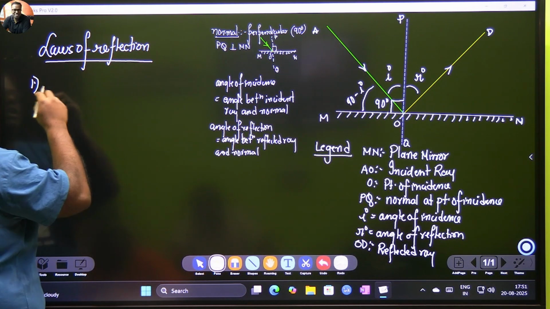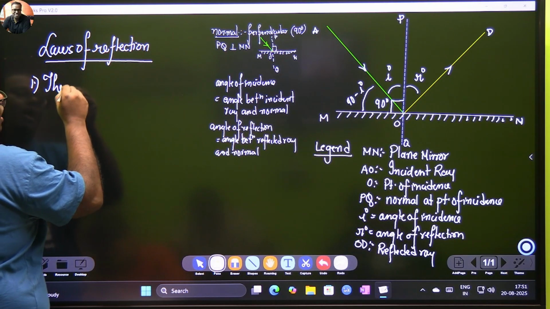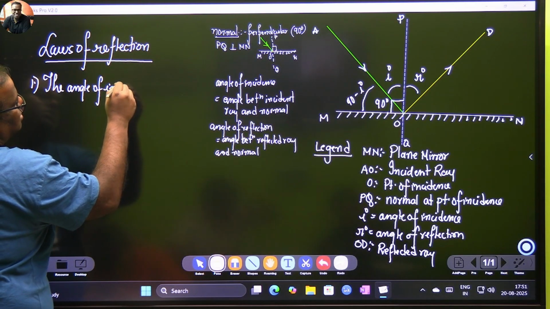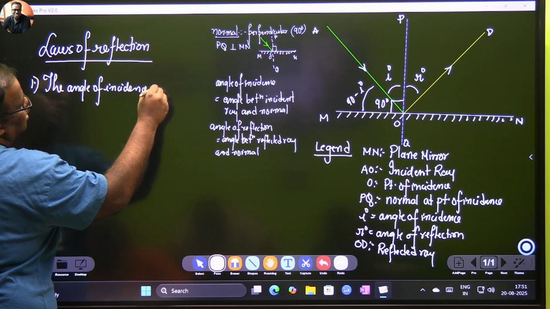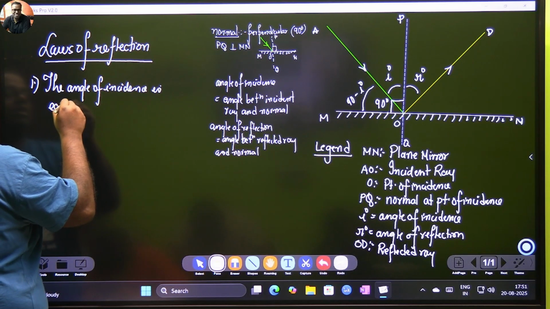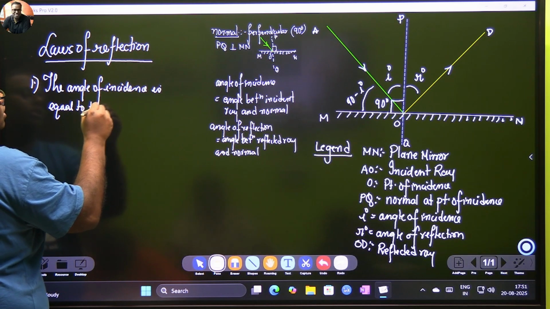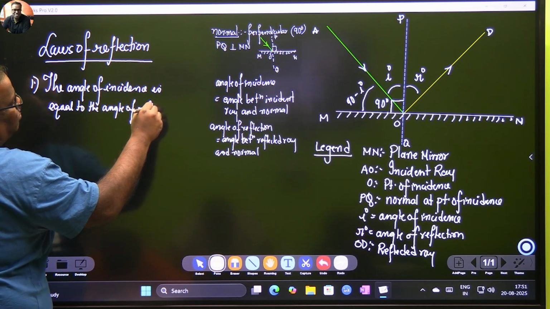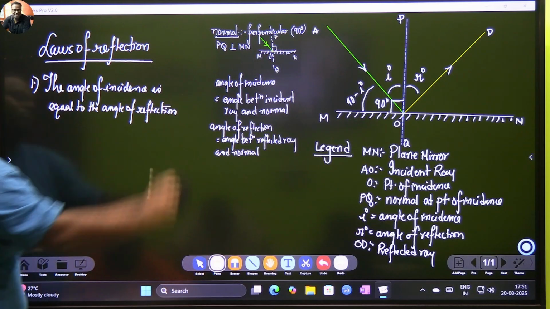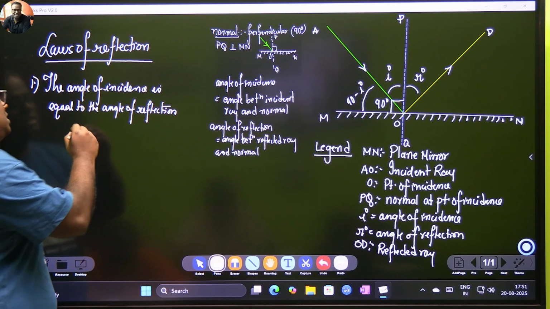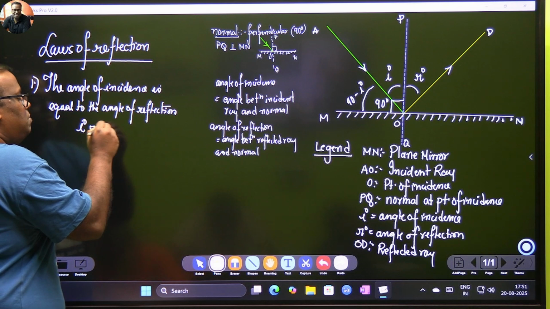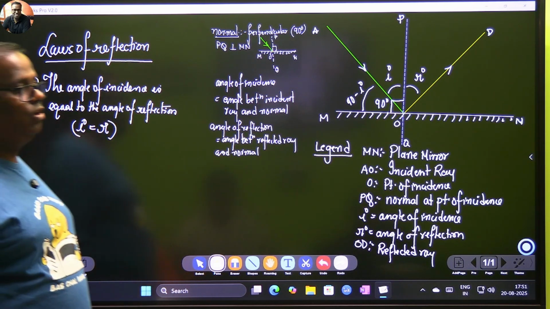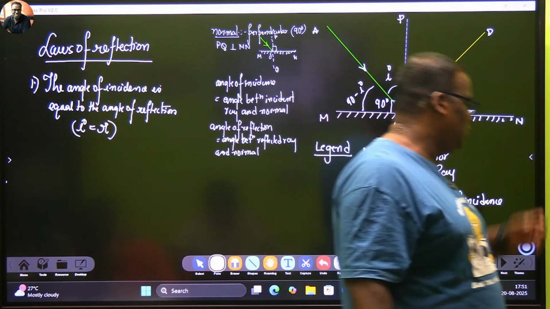Okay, so the first law of reflection says, and you need to remember it, this will be useful till class 12, okay? The angle of incidence is equal to the angle of reflection. Very easy. This is the first law of reflection, that the angle of incidence, that is I, should always be mathematically equal to R in terms of their degrees.